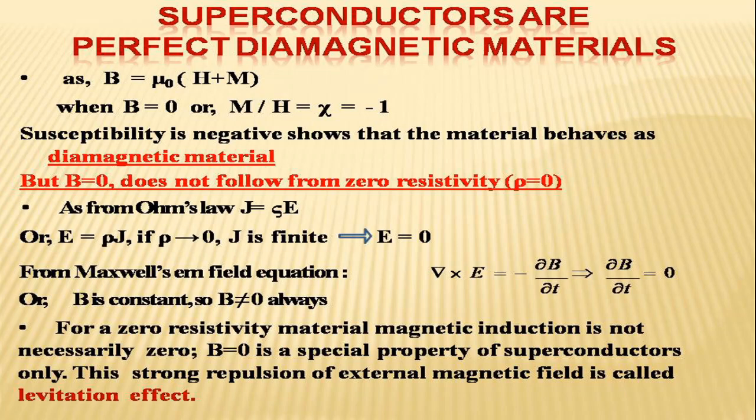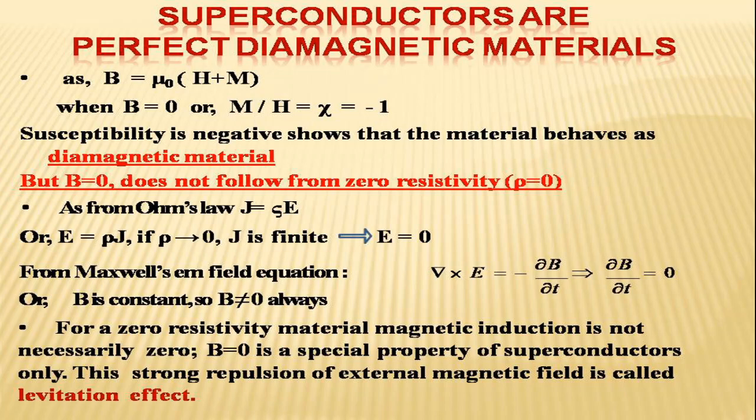We know the equation B = μ0 (H + M), where B is the magnetic induction, μ0 is the permeability, H is the magnetic field intensity, and M is the magnetization. When B is equal to 0, that gives us M/H, the magnetic susceptibility χ = -1, and negative susceptibility shows that the material is diamagnetic. So we can conclude that if B is equal to 0, the superconductor will behave as a diamagnetic material. But B = 0 does not follow from resistivity being 0.